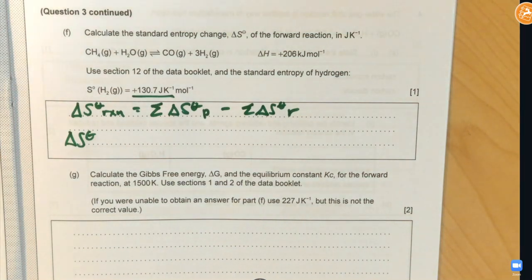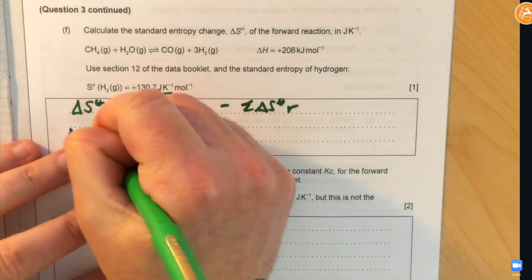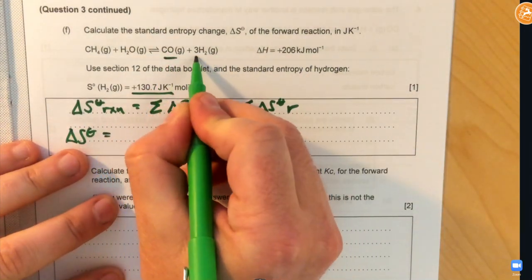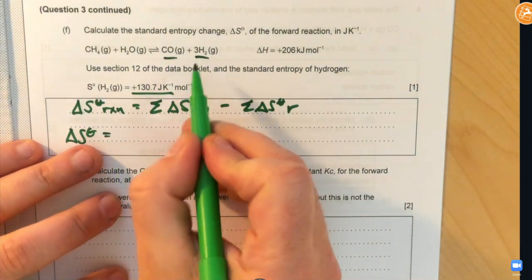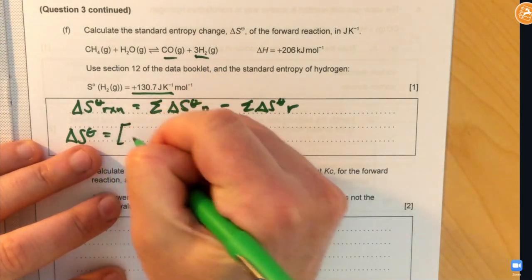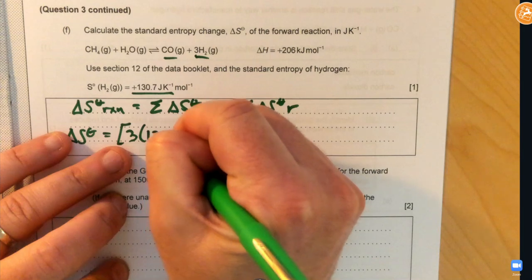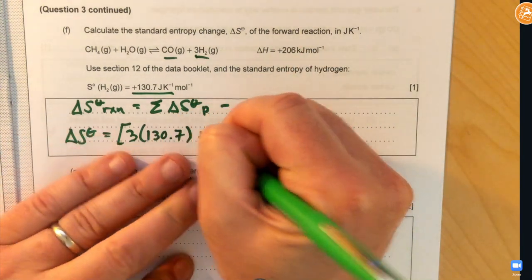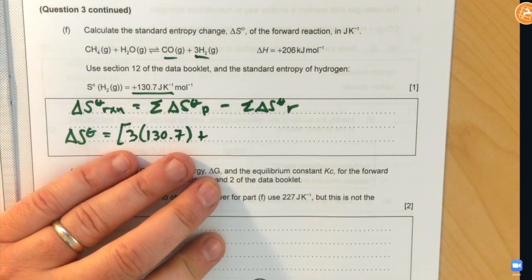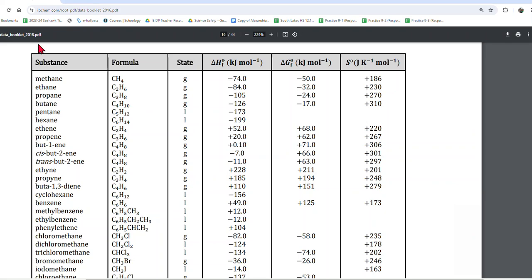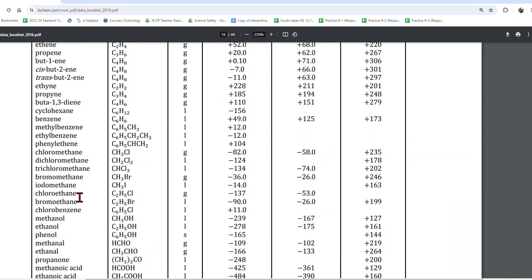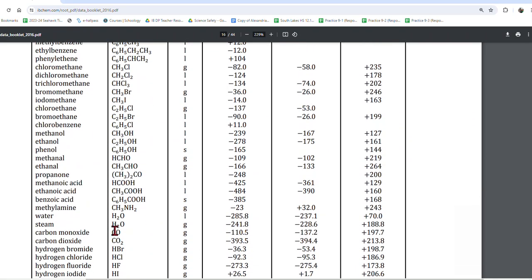All right. So our products are carbon monoxide and hydrogen. We've got to follow the coefficients. So this will be 3 times the entropy of hydrogen, which is 130.7, plus the entropy of carbon monoxide. Help me, kids. Carbon monoxide. There it is. 197.7. Is that what that says? Yeah, 197. Thank you.